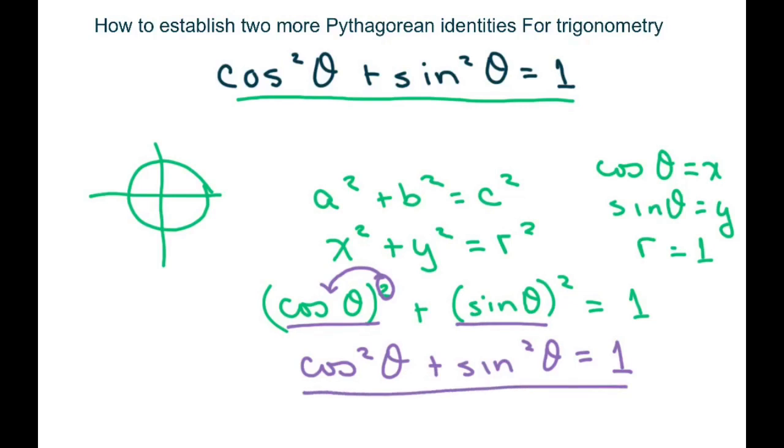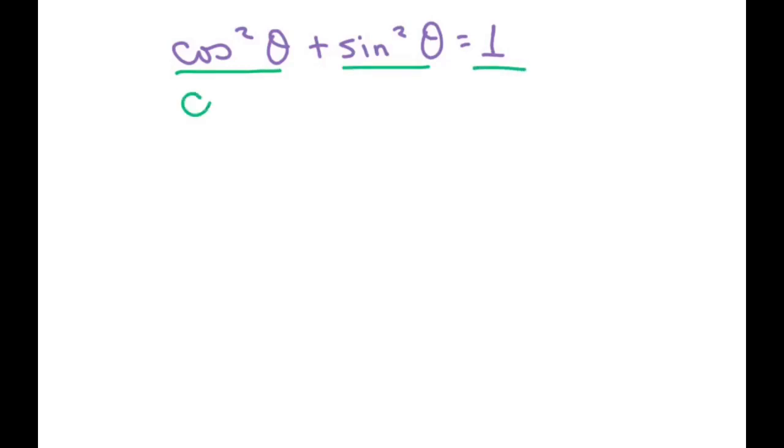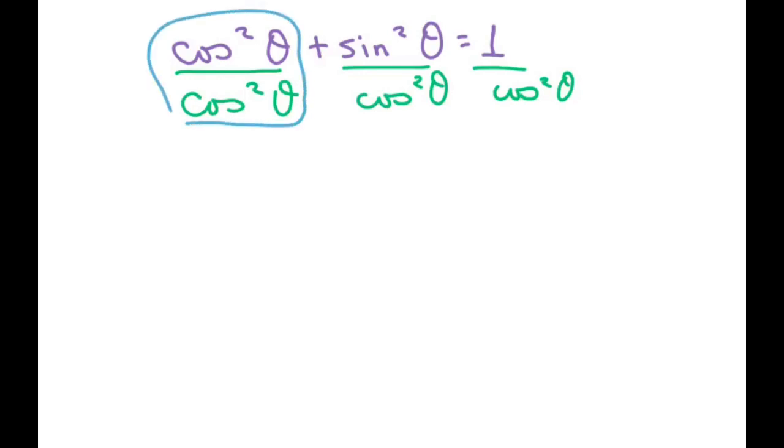Now we're going to establish two more trig identities, or Pythagorean identities. So we have cosine squared of theta plus sine squared of theta equals 1. And what we're going to do is divide each piece by cosine squared. So you divide by cosine squared, and cosine squared of theta over cosine squared of theta, well, this part equals 1.